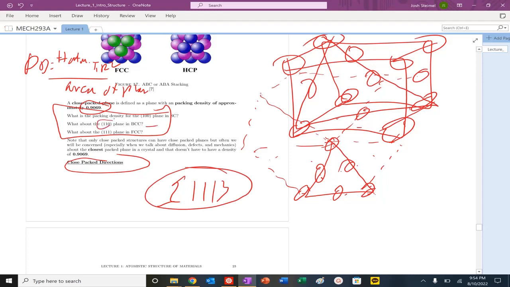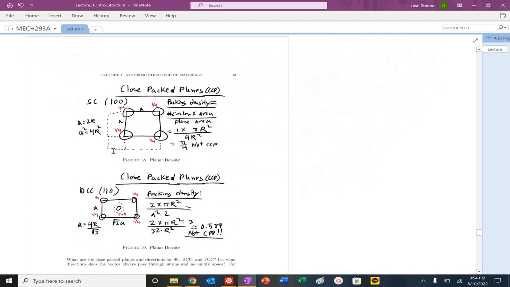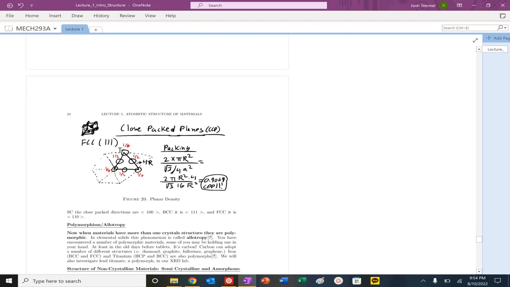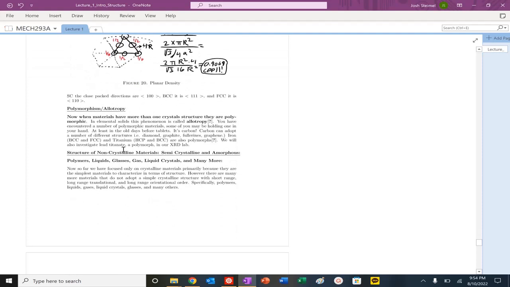The closest packed plane is indeed 110 here and then 100 here. Closest packed, but not close packed. So I can have close packed directions, and I do have close packed directions in all the other structures, but I cannot have a close packed plane.